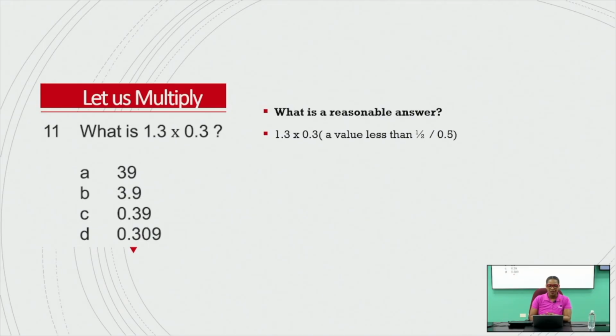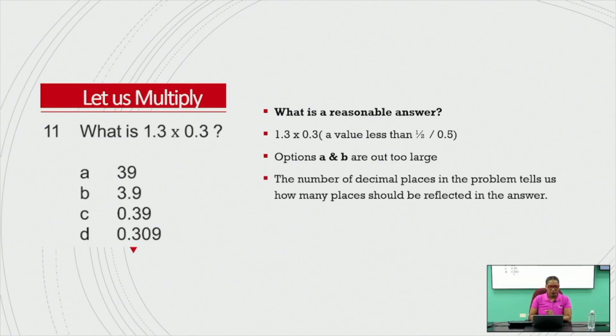39, not a very good option. So you should not even select that at all. B, also not a very good option, because 3.9 is more than 1 times 1.3. So you have two options, C or D. Let's work it out. We're going to work this one out together. All right, so I think you can do this on your own. So when you have 1.3 multiplied by 0.3, you are definitely going to get 0.39.